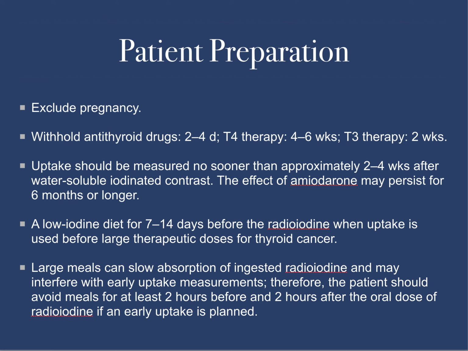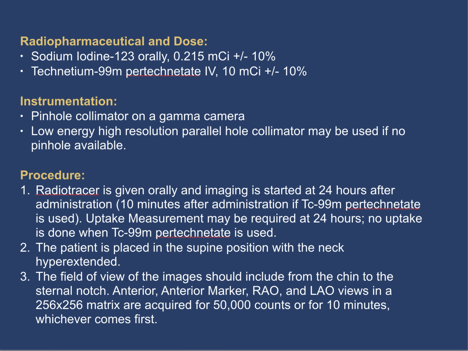Meals can interfere with iodine absorption, so when we give patients I-123 or I-131 therapy, we usually tell them to avoid any food for at least an hour so that the iodine can get absorbed. Drinking is fine. Typical doses for I-123 are a fraction of a millicurie. For technetium, it's about 10 millicuries.